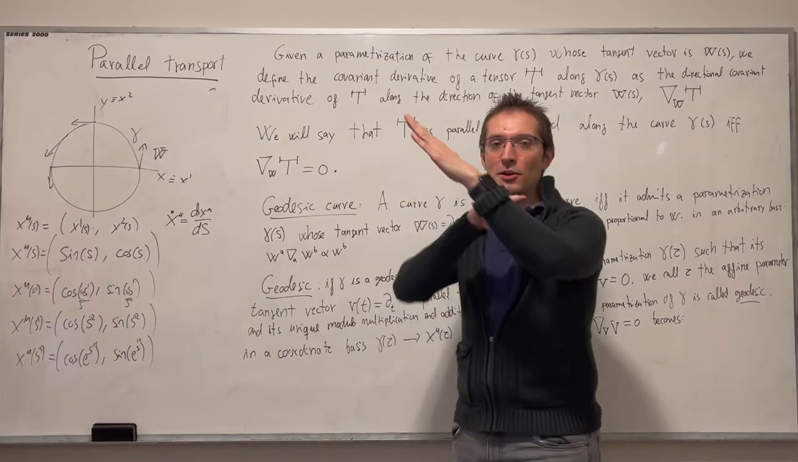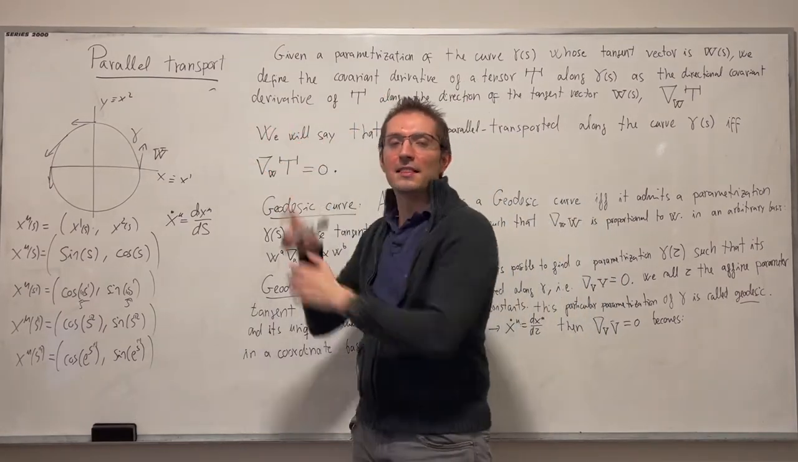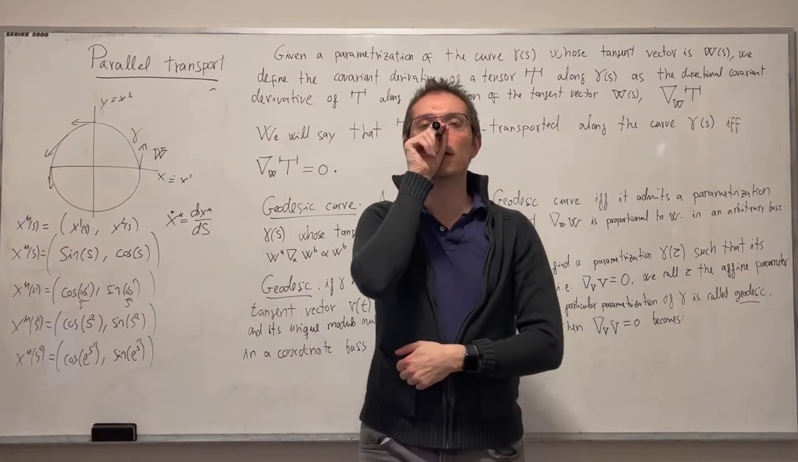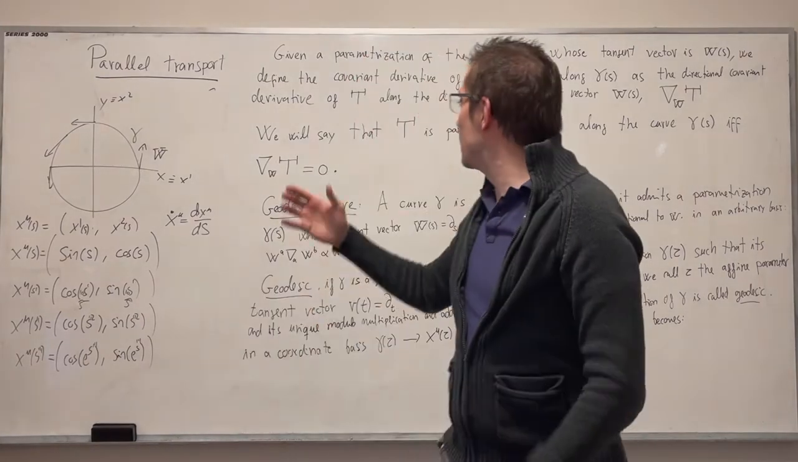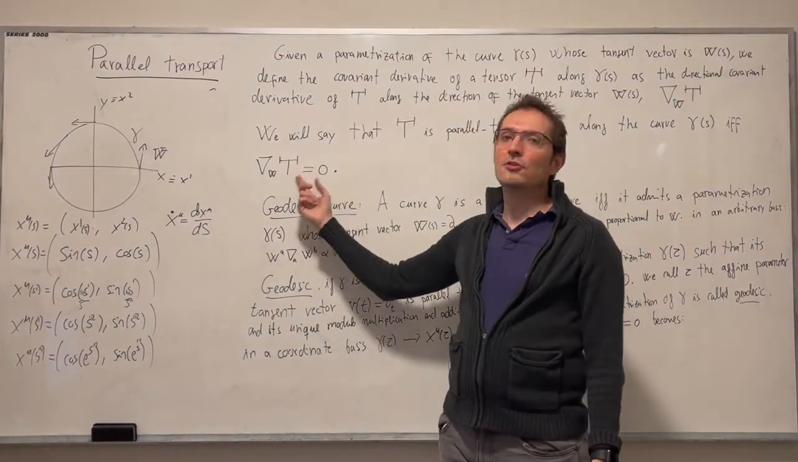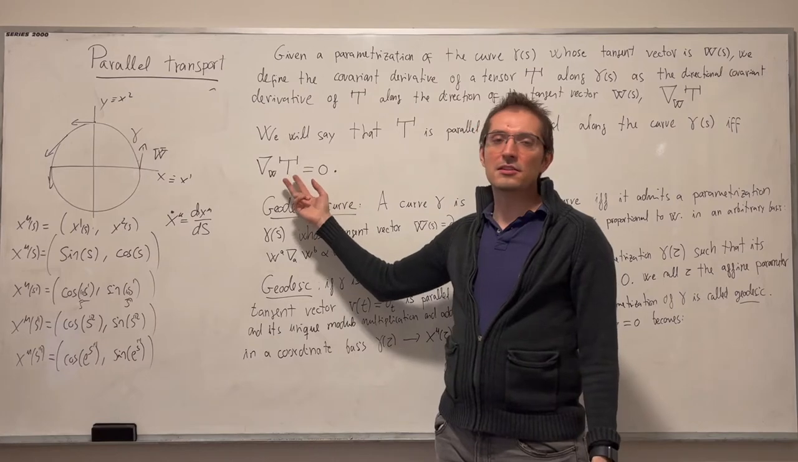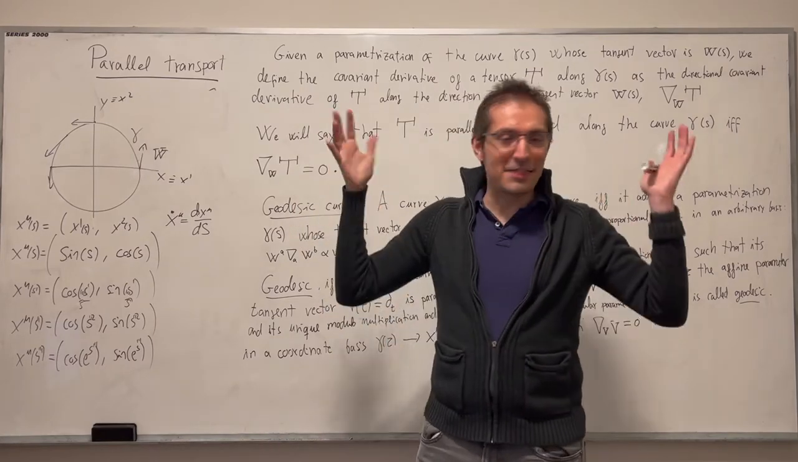So this is the same thing that you were doing when you were drawing parallel lines, the same thing that you were doing when you were walking without moving your nose on Earth. We are moving along curves, making sure that the total variation of the tensor field, which takes everything into account, is zero, right?